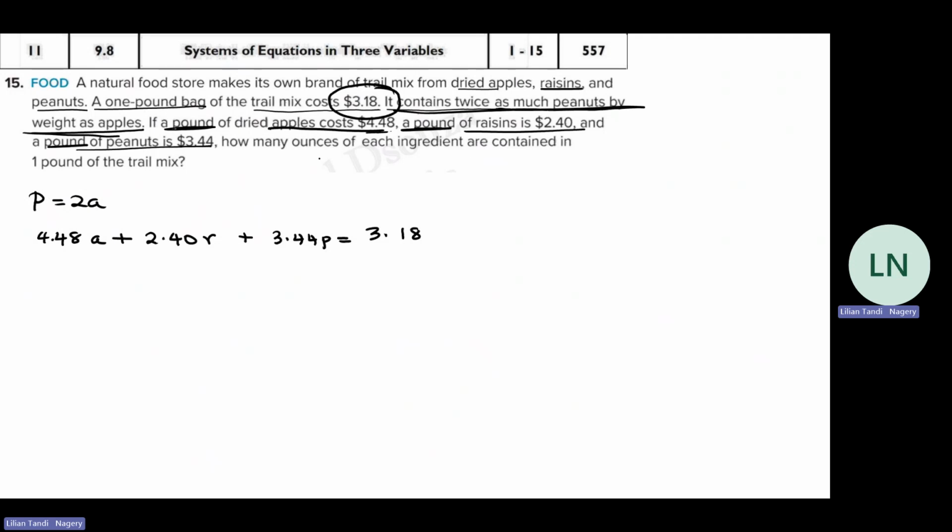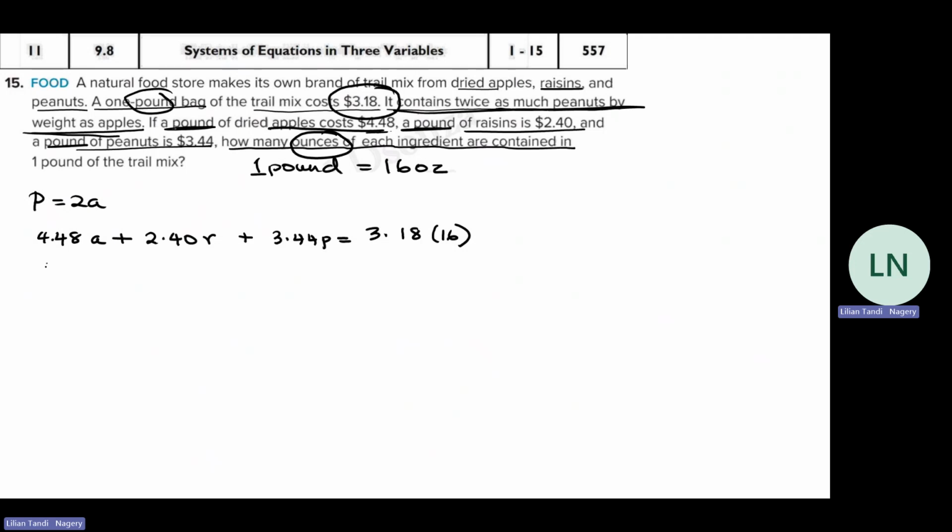Now I continue. How many ounces of each ingredient? Ounces. Aha. And I have pounds. So I need to change my units to ounces. 1 pound equals 16 ounces. You have to remember this from grade 6, 7, how to convert units, okay? This was the amount for pounds, so I need to change this by multiplying by 16, because I need to now use ounces.